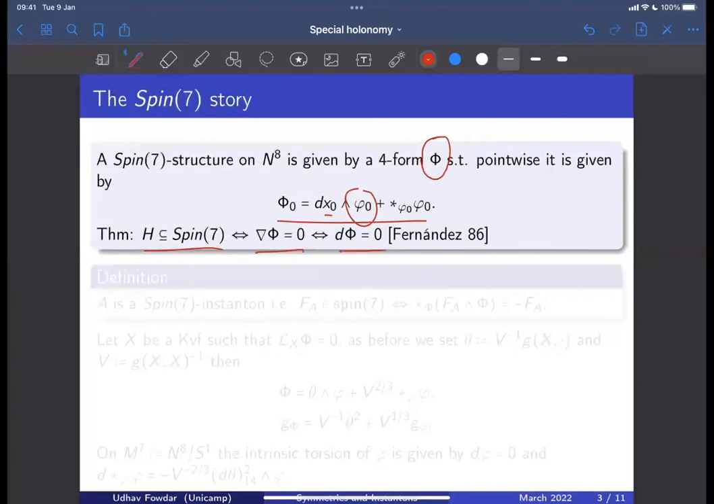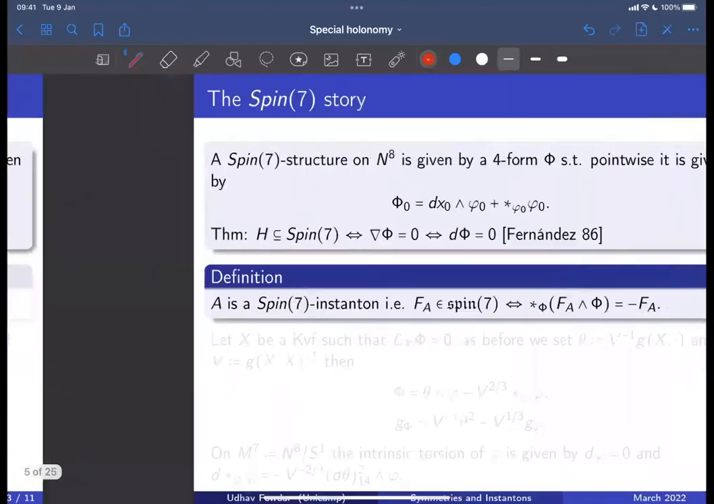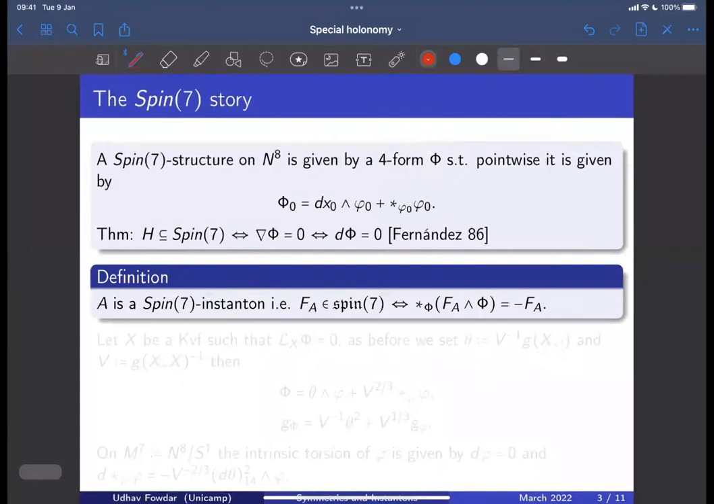Now, we are interested in instantons on Spin(7) manifolds. So in this case, a connection A is said to be a Spin(7) instanton if its curvature form belongs to the holonomy algebra, so spin(7). And this happens if and only if the curvature form, when you wedge it with the 4-form and you Hodge star it, you get minus the curvature form. So this is somehow the analog of the anti-self-dual condition we saw on a 4-manifold, and also in the G2 case.